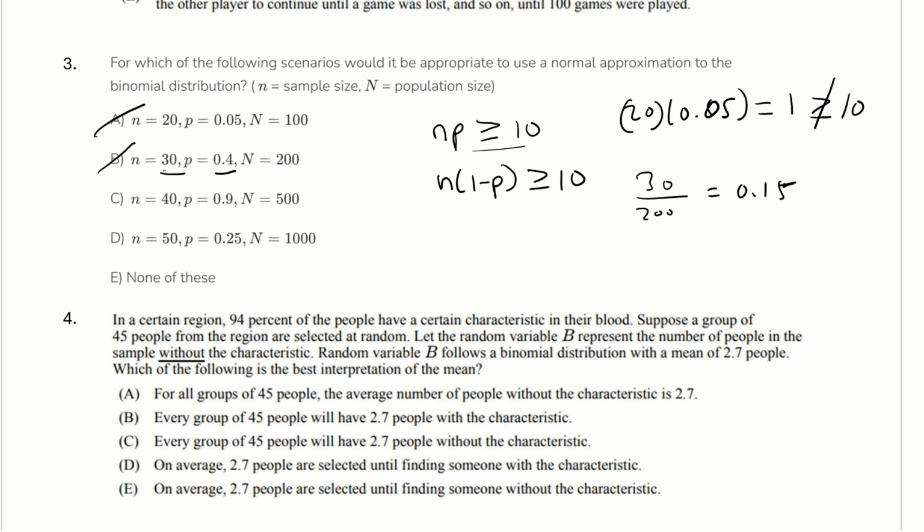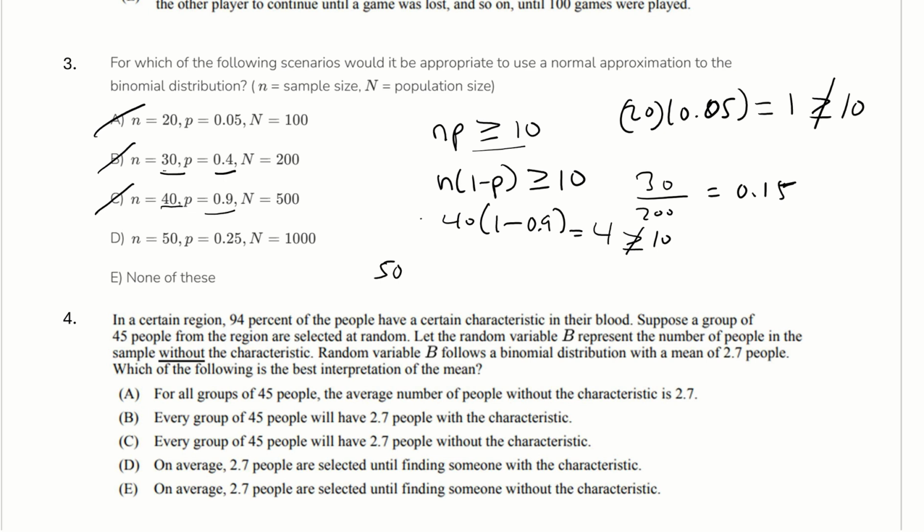And for part C, we got 40 times 0.9. That's greater than or equal to 10. However, if I did 40 times 1 minus 0.9, that's going to give me 4, which is not greater than or equal to 10. So it fails the large counts condition.